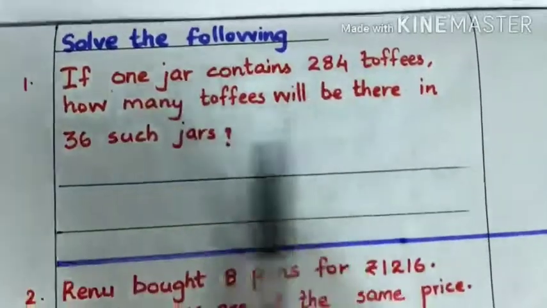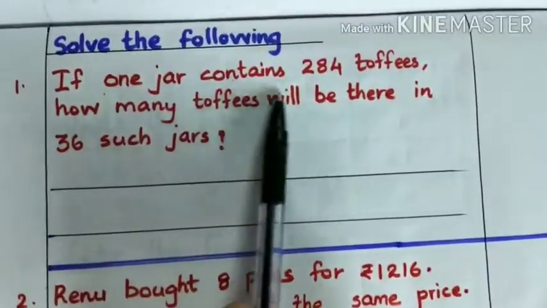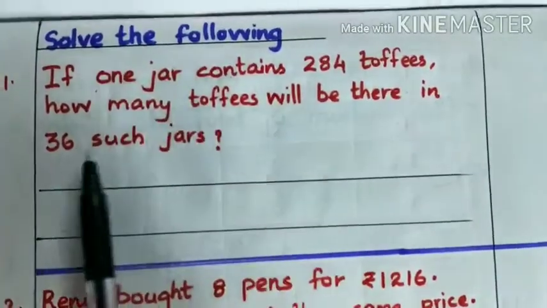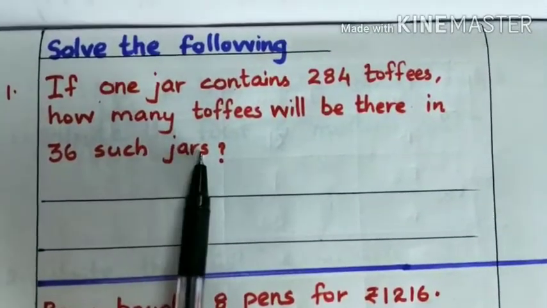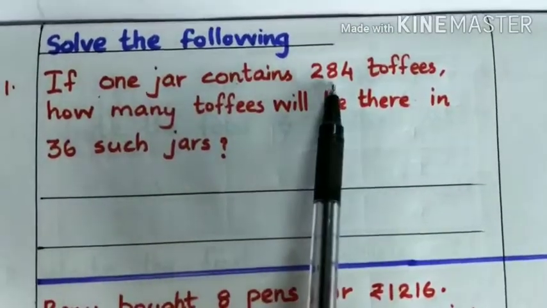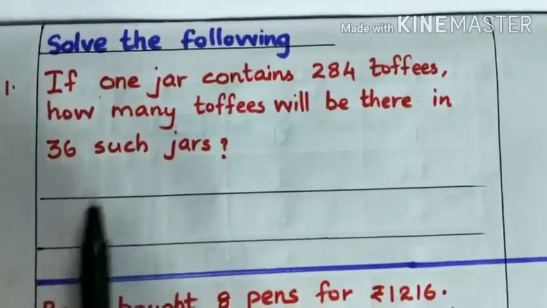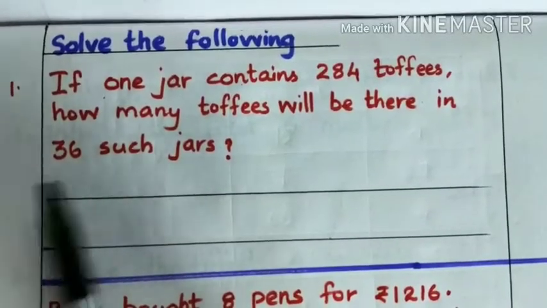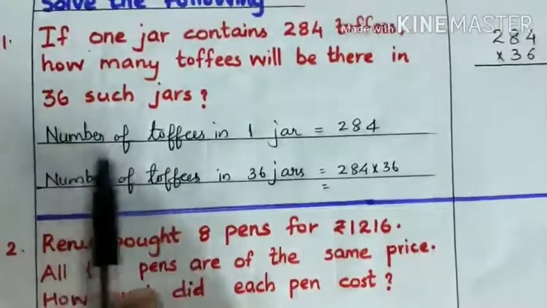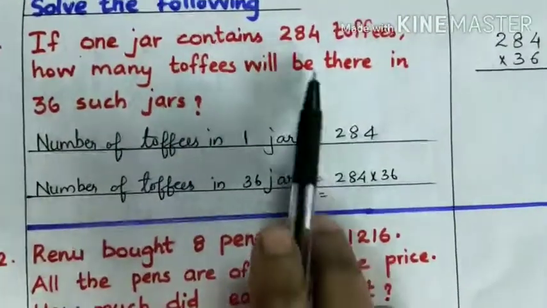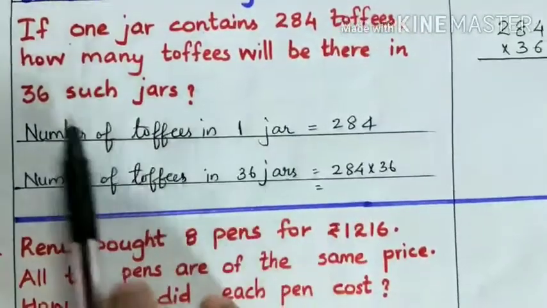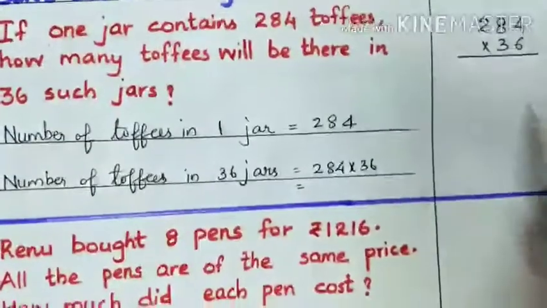Solve the following. If one jar contains 284 toffees, how many toffees will be there in 36 such jars? First step, number of toffees in one jar, 284. Second step, number of toffees in 36 jars. We have to multiply. Number of toffees in one jar equals 284. Number of toffees in 36 jars equals 284 into 36.